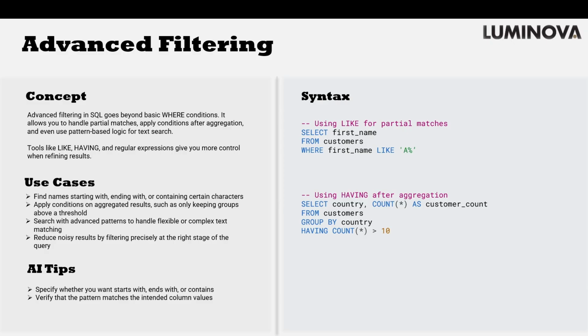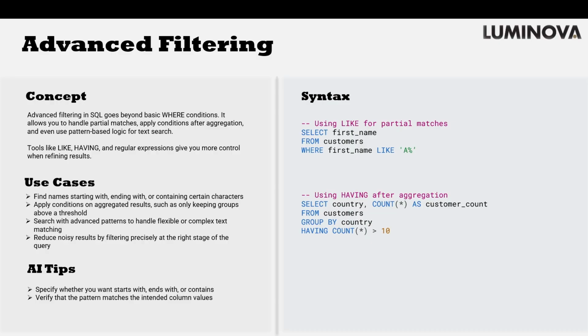You use them when you need precision in filtering instead of relying only on broad or simple rules. Some typical use cases include finding names that start with or end with certain characters, applying filters on aggregated results, such as keeping only countries with more than a certain number of customers, or handling complex searches using patterns that can flexibly match text. You can also use advanced filters to reduce noisy results by filtering data at exactly the right stage of your query.